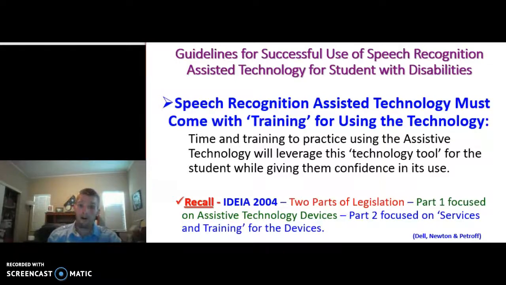To recall IDEIA 2004 from last week, there were two parts of legislation. Part 1 focused on assistive technology devices, whereas Part 2 of the definition focused on services and training for those devices, which is essential.